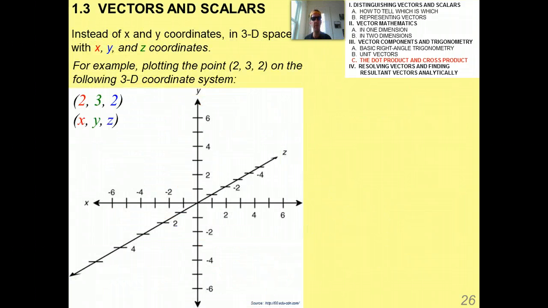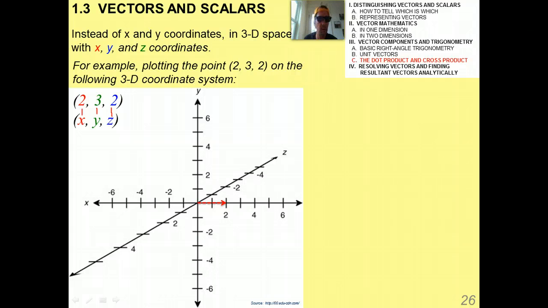All right, here's a little example for you. I want to plot the point 2, 3, 2 on the following 3D coordinate system. Well, 2 corresponds to x, 3 corresponds to y, 2 corresponds to z. Go ahead and try it. Maybe you just try tracing it out with your finger if you want. I don't think you have this diagram. See if you can figure out where it's going to be.